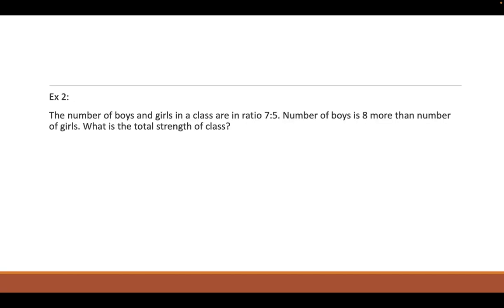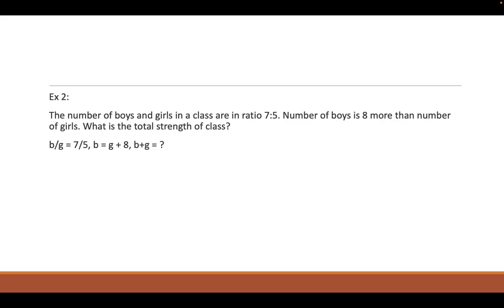Next one, we will see another example. So this is a problem scenario, and we will see, okay, it will give us some variable and some equation we will form by reading this problem statement, and from there we will solve it to get the values of what it is asking. So it's saying the number of boys and girls in a class are in a ratio of 7:5. Okay, so 7 parts of boys and 5 parts of girls. Number of boys is 8 more than the number of girls. What is the total strength of the class?